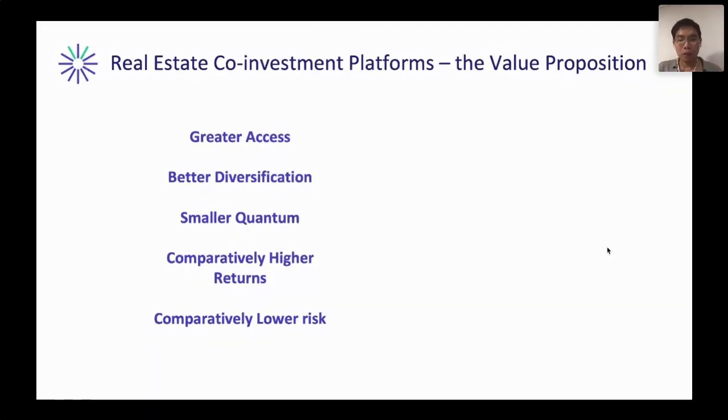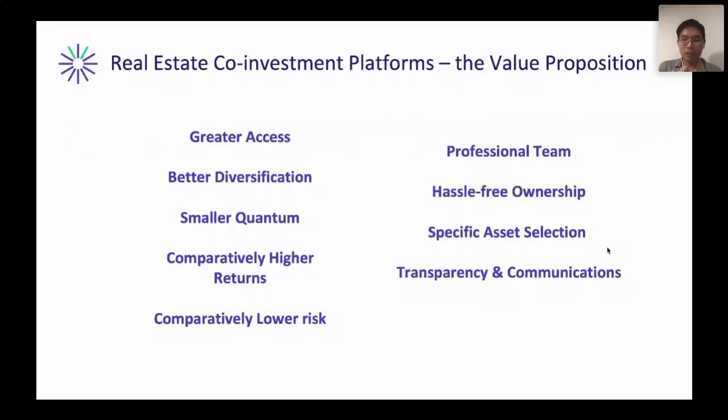Risk-wise, it is also lower because of the diversification benefits. It helps lower overall real estate portfolio risk. Further, the investors can also leverage on the platform's professional team in terms of deal sourcing or in terms of asset management. So that provides a hassle-free ownership, right?